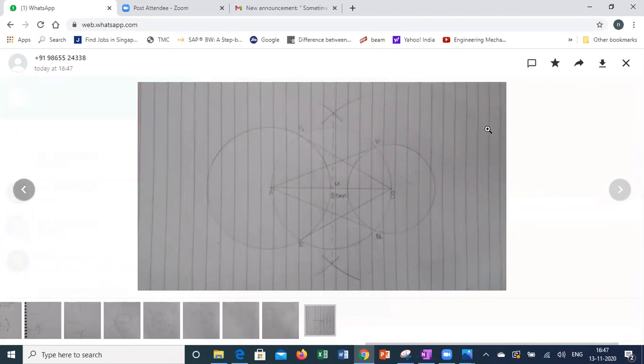This is the final answer, guys. The middle circle is the construction circle. The smaller circle and the bigger circle are the given circles. So BS and BR, AP and AQ are the tangents.